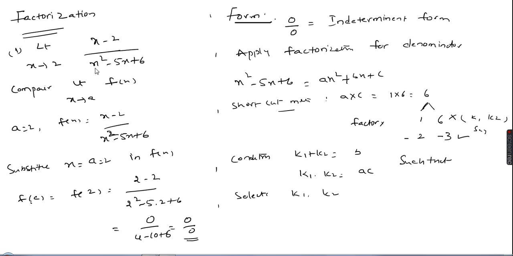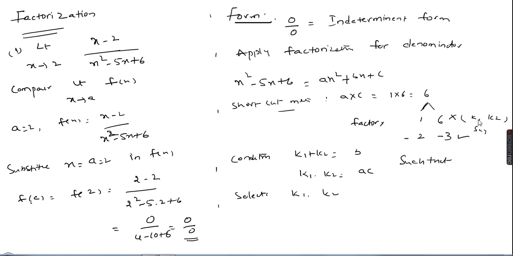For this problem, we have to apply factorization. Factorization for the denominator. There is no factorization for the numerator. Here there is a factorization for the denominator. So x square minus 5x plus 6 can be written as ax square plus bx plus c. The shortcut method is we multiply a into c. That is nothing but the coefficient of x square, which is 1 here. That is 1 into 6, that becomes 6. We need to find the factors for 6. One is 1 into 6, another one is 2 into 3.